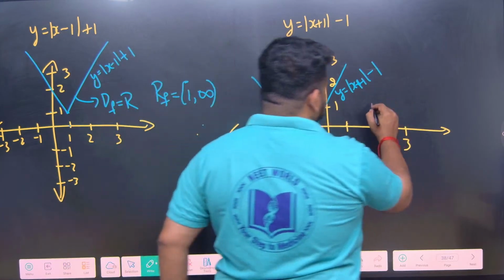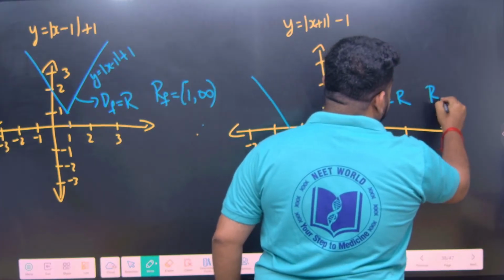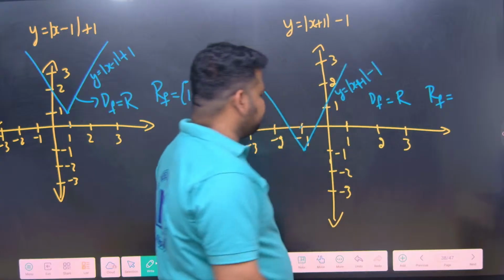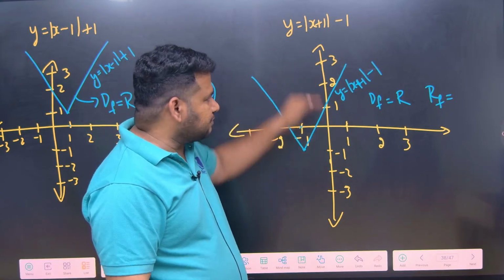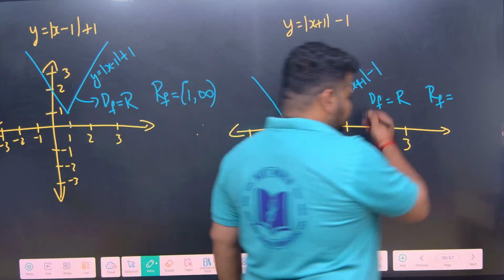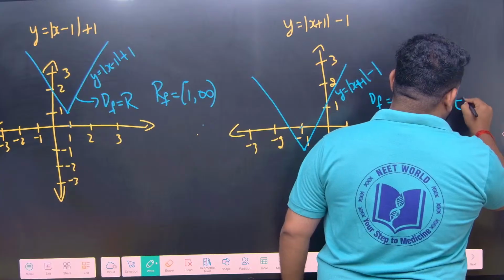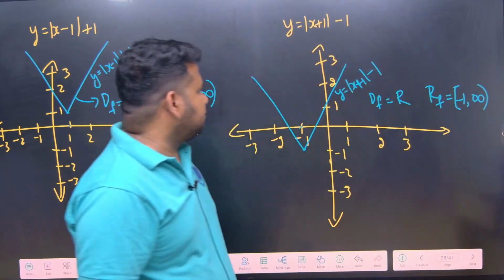For this, what is the domain of this function? The set of all real numbers. What about the range of this function? Range means you are talking about the height, in terms of the y axis. It is starting from minus 1 and going up to plus infinity. So the range of this function is minus 1 comma infinity. Clear, friends?